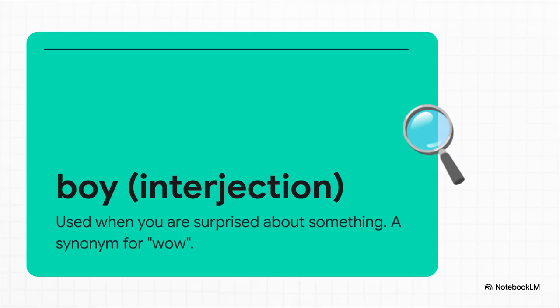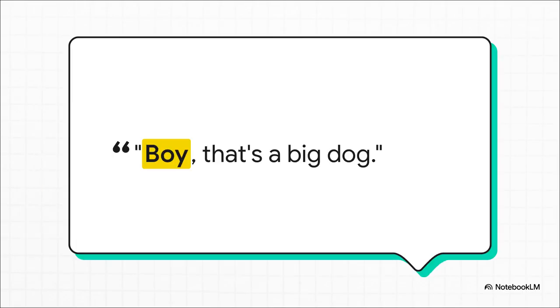Now, an interjection is just a word you kind of throw in to express a sudden feeling or emotion. And in this case, it's basically a stand-in for wow, used to show you're surprised. This is the perfect example. The boy here isn't talking about anyone. It's pure emotion. It's that little burst of surprise you feel. Like, boy, that was a close call, or boy, am I tired. It's the exact same word, just doing a completely different job.